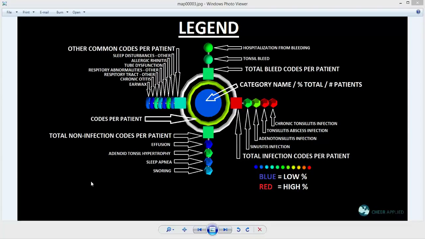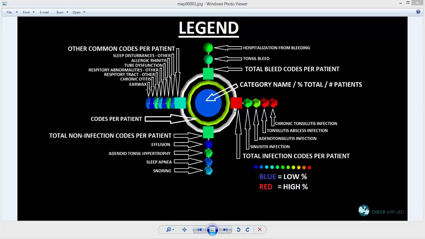In this video, we will show how Singlipix's visualization technology can be used to enhance and validate an existing study on postoperative tonsillectomy bleed rates. Specifically, we are focused in on this top sphere here, which shows the hospitalization from bleeding codes after a tonsillectomy.